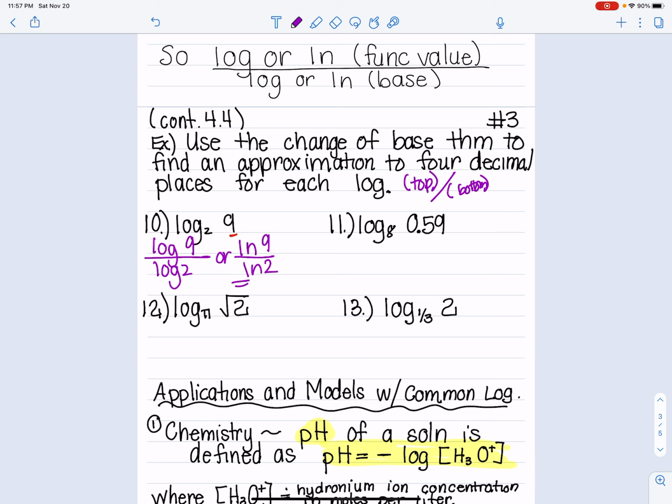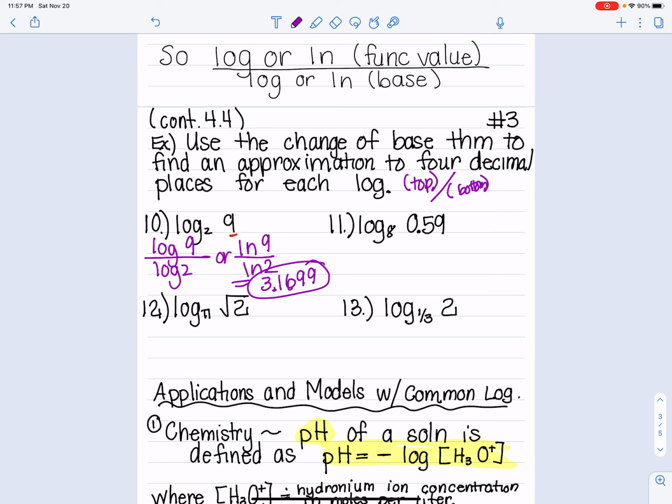So I put my bottom in parentheses too, okay? And I got 3.1699. Okay, I hope everybody got the same thing.